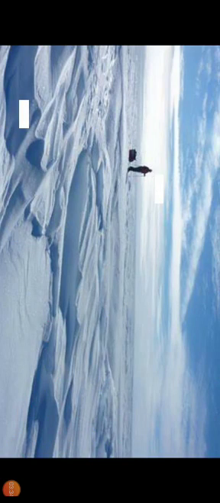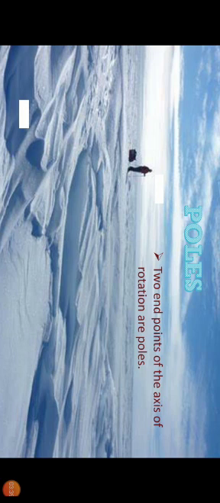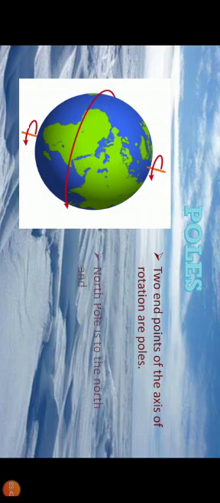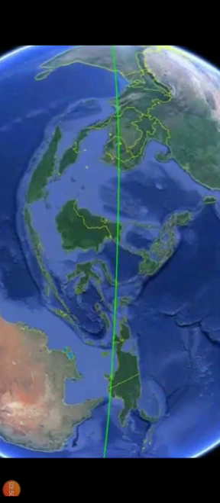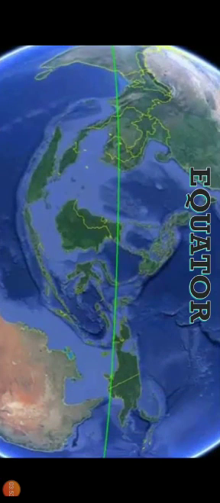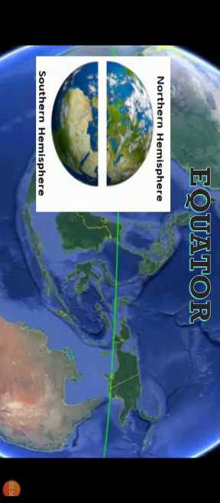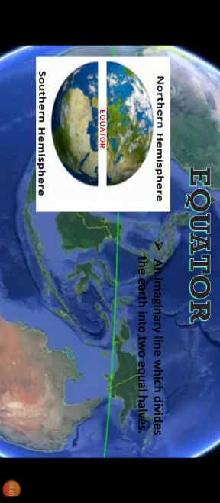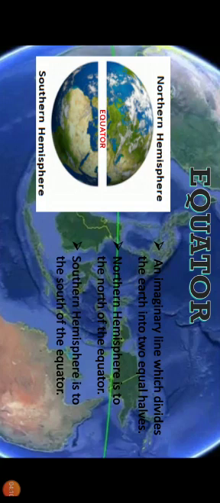There are two endpoints of the axis of rotation known as poles. To the north is the North Pole and to the south is the South Pole. There is an imaginary line which divides the earth into two equal halves. That is the equator. Yes, the equator divides the earth horizontally. To the north of the equator is the northern hemisphere. To the south of the equator is the southern hemisphere.